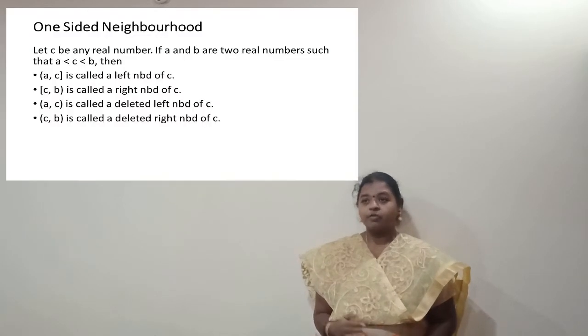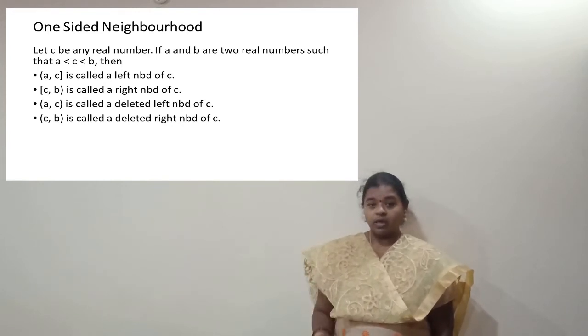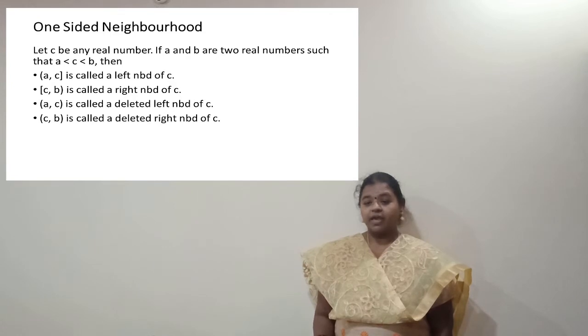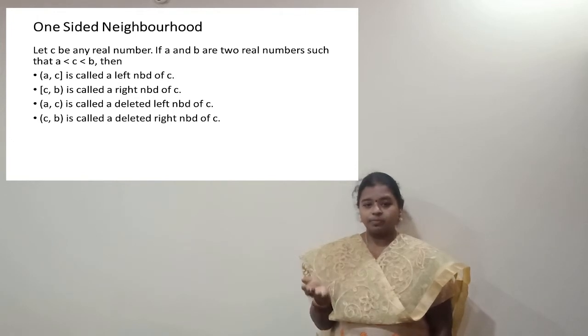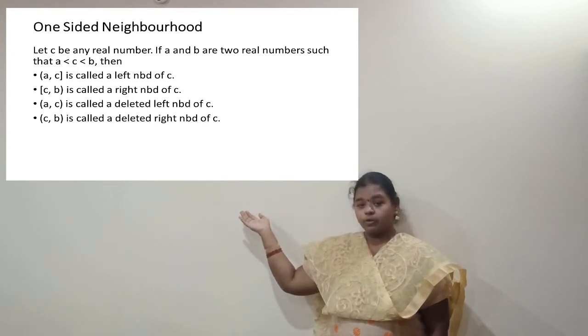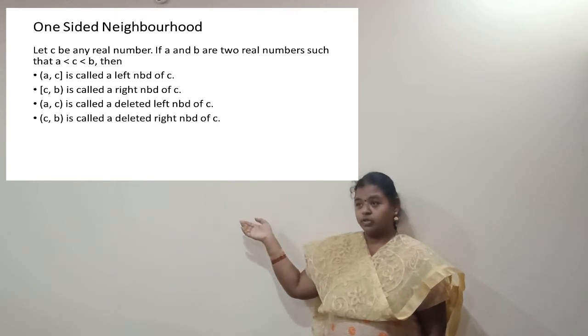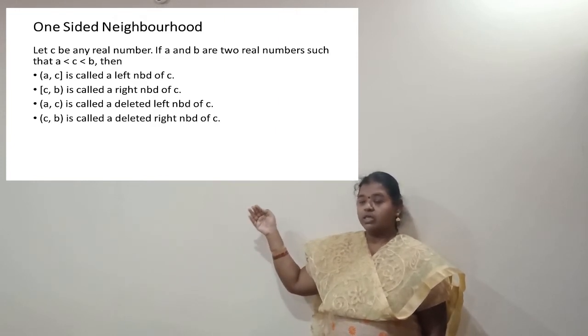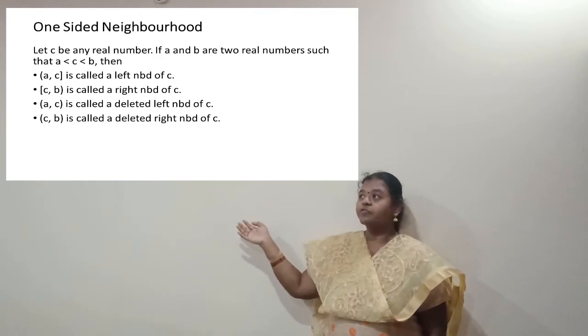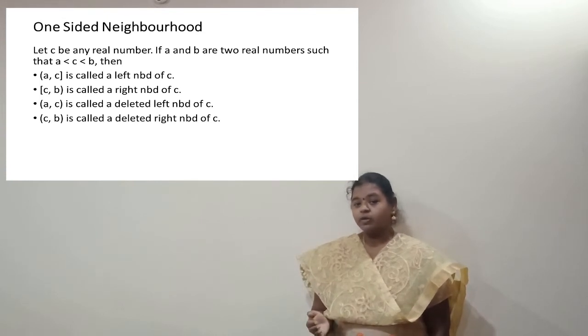The next definition would be one-sided neighborhood. Now we have seen a neighborhood. When I say one-sided, you can have a left one or a right one. Let C be any real number. If A and B are any two real numbers such that A is less than C less than B, let's see what is a left neighborhood as well as a right neighborhood. The left neighborhood will be (A, C]. Now C will be in the closed side, A will be in the open side. Since C is towards the right hand side, it is known as the left neighborhood of C. Similarly, when I consider the right neighborhood of C, C will be on the left side.